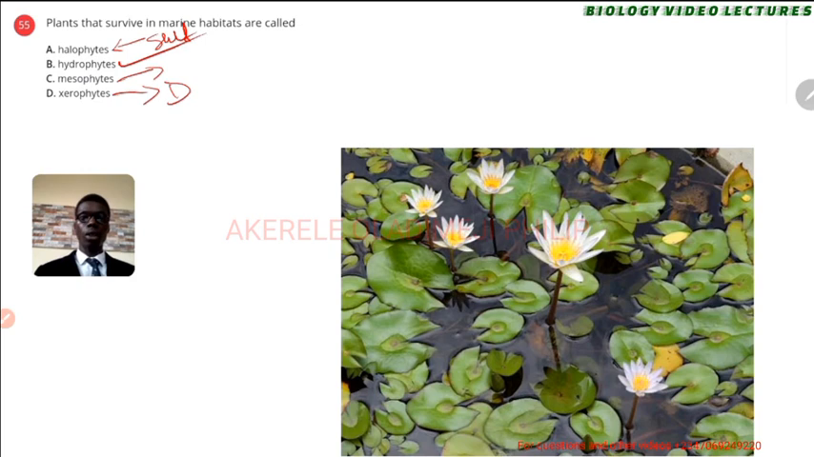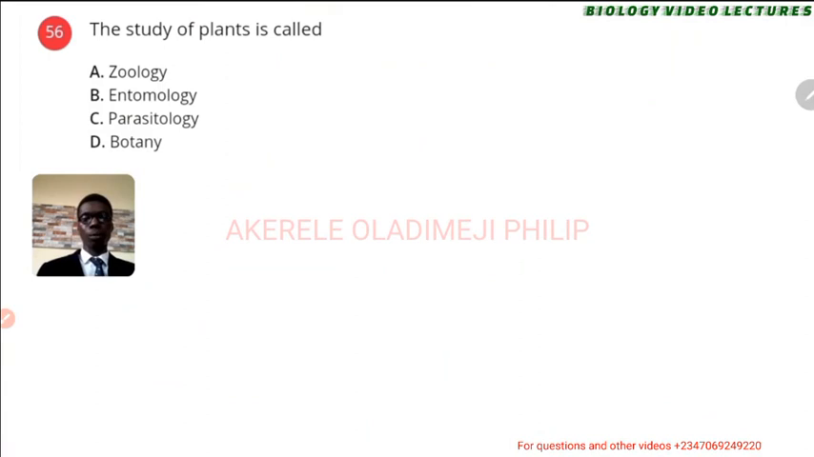The study of plants, interesting, will be called what? Botany. While the study of animals will be called zoology. All right. Botany, study of plants. Zoology, study of animals.